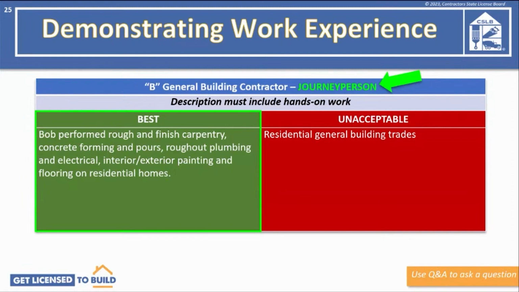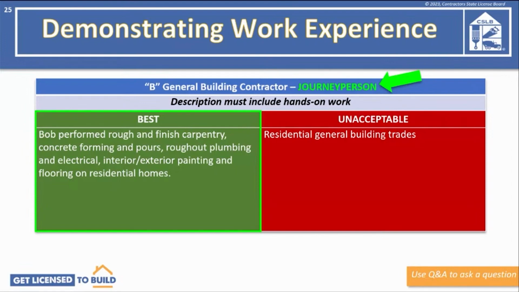The overall theme, we'll keep repeating, is the more specific the description, the better. Note, the work experience form should be completed by your certifier, someone who has knowledge and has observed your work experience for the classification you're applying for. That person does not have to be a licensed contractor. Our first example is for the Class B general building contractor.